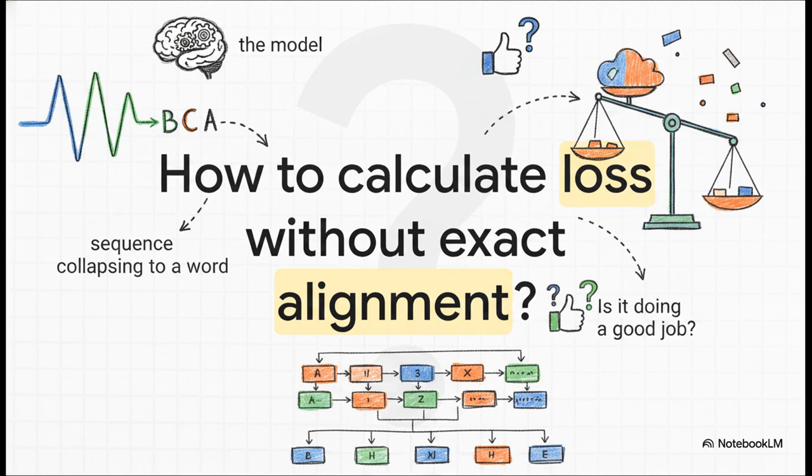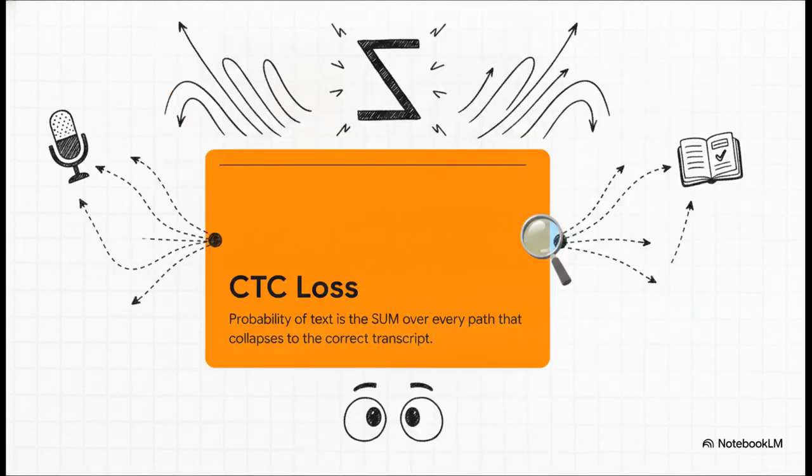Okay, so we know how a sequence collapses to form a word, but here is the critical interview question you absolutely need to be ready for. How do we calculate the loss and train the model if we don't know the exact rigid map of the audio frames? Basically, how does the model know if it's actually doing a good job? Here is your zero-math mental model for CTC loss.